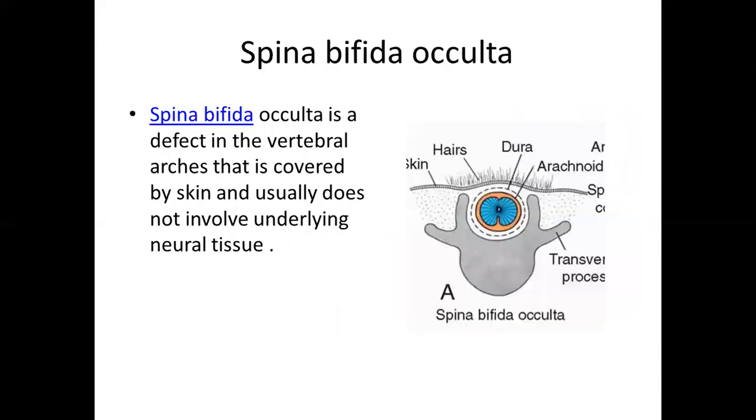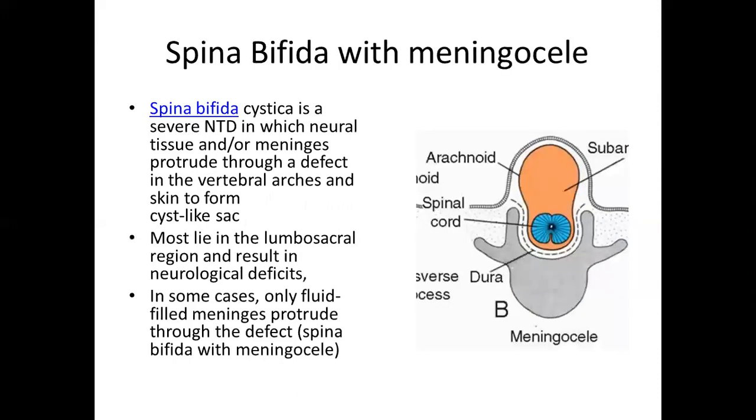Then is spina bifida occulta, which is the defect of the vertebral arches that is covered by the skin and it does not involve any neural tissue. So generally the vertebral arches fail to meet. There is no herniation, and the defect is covered by the skin, which is having a tuft of hair. So this is spina bifida occulta.